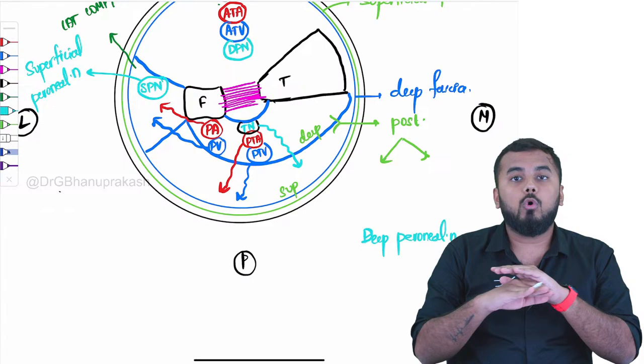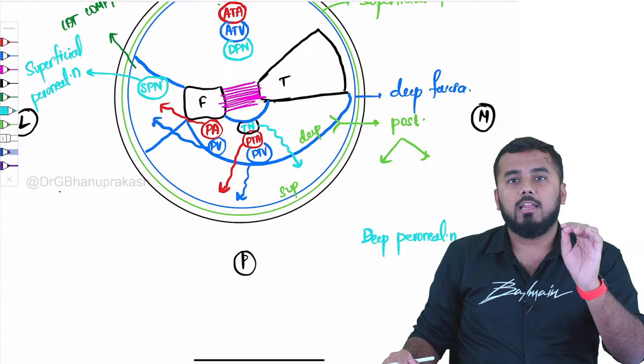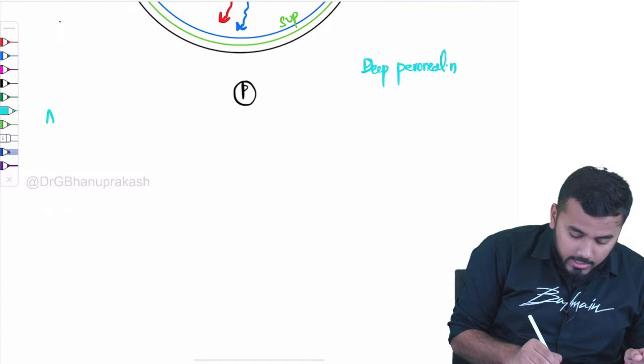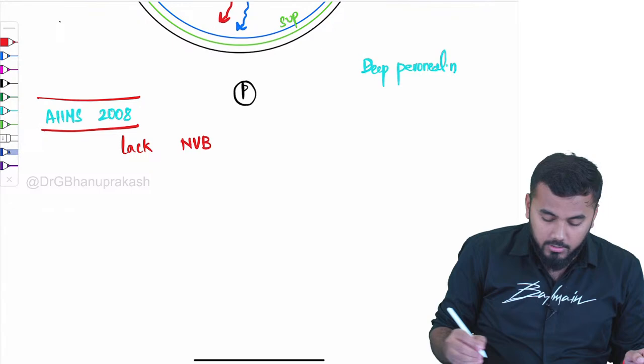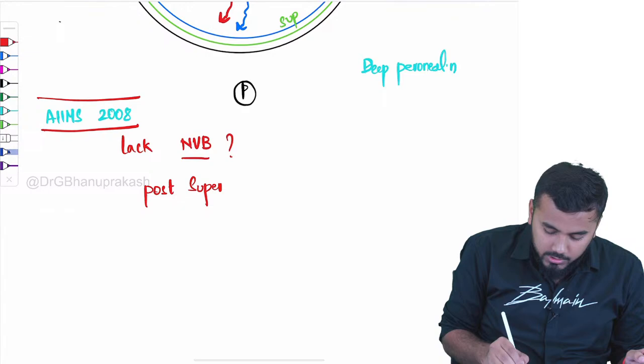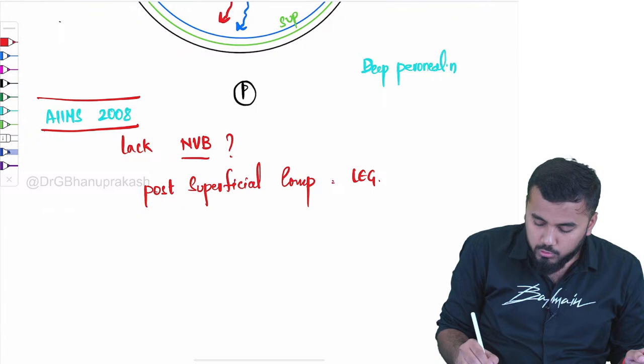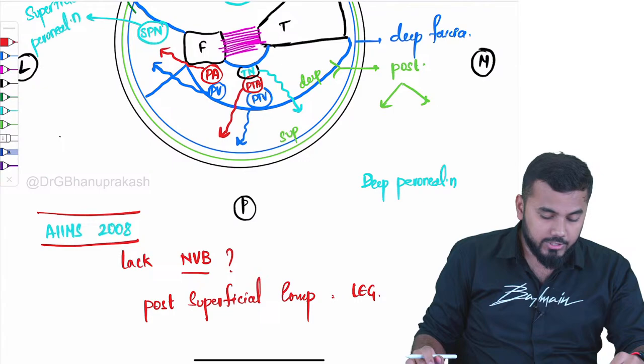So the only compartment in our body which lacks a neurovascular bundle was asked in AIIMS 2008. They asked which compartment in your body lacks NVB, neurovascular bundle, right? Which compartment lacks NVB? That is the posterior superficial compartment of the leg.